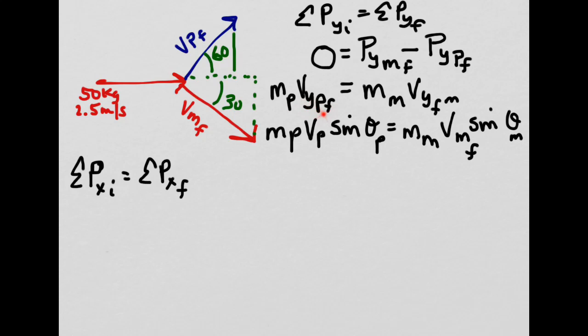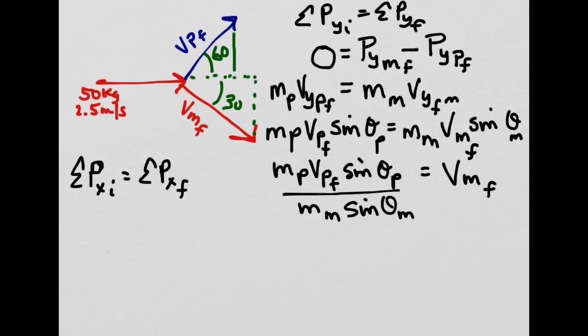I've gone ahead and I've used trig. I can't bring the y over here into the x direction, so I have to get rid of the y. I get rid of the y by using trig. Vyp final is going to equal Vp final, put a little f here, sine theta p, and Vym final is Vmf sine theta m. Alright, I fixed that little subscript.